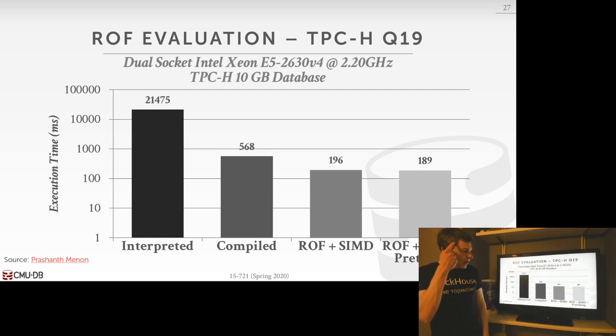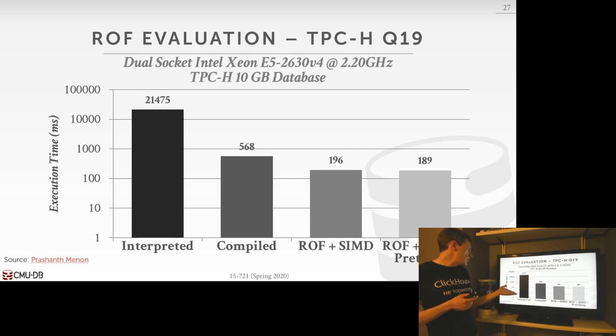So let's look now across all the different things you can do in a compilation-based engine between SIMD, the ROF, and the ROF with prefetching, and how these things can accumulate and get better performance. So again, this is running in Peloton, which is the old system. In this column here, if you don't do any compilation, it's just the interpreted engine, what's the upper bound of how much worse the system can actually be.